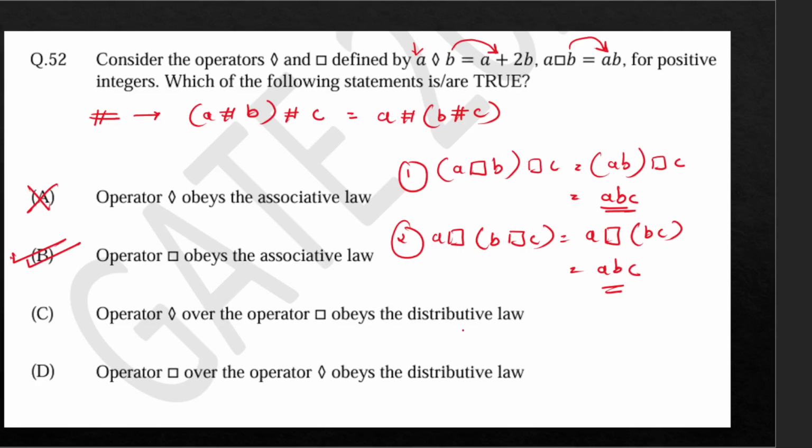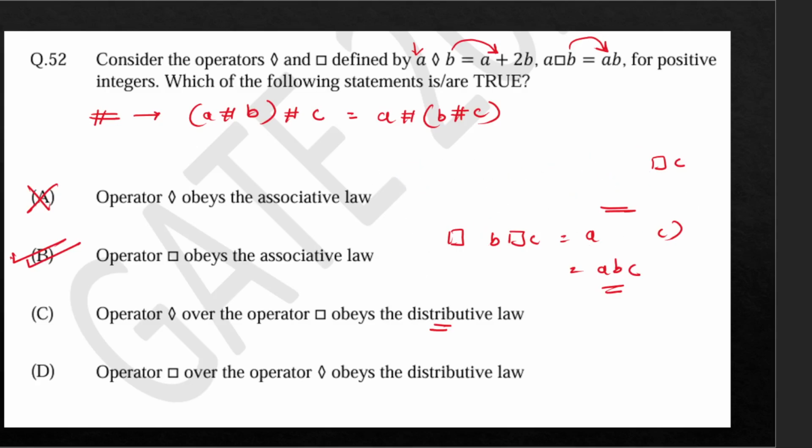Now let's understand what a distributive law is first. Let me define this. So this is the associative law. Now let's understand what the distributive law is, and after that we will see the options.